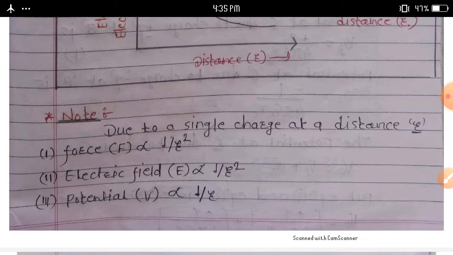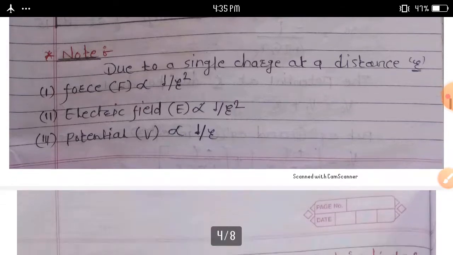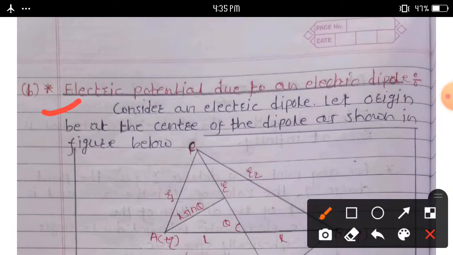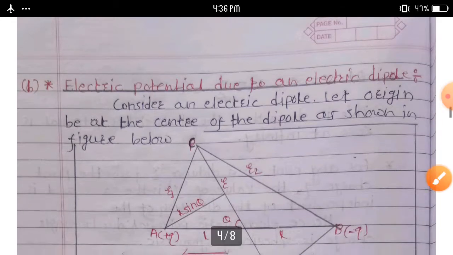Then we discuss the second point: electric potential due to an electric dipole. Consider an electric dipole. Let the origin be at the center of the dipole as shown in this figure. See this diagram.